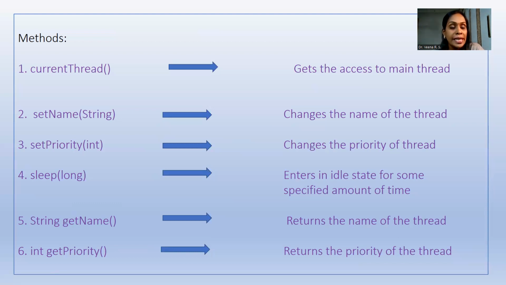The next method is getName. getName basically returns string type data, which is the name of the thread. And at the same time, getPriority returns integer type data, which is the priority of the thread. So these are some of the methods which we should know to work with multi-threaded programming in Java: currentThread, setName, setPriority, sleep, getName, and getPriority.